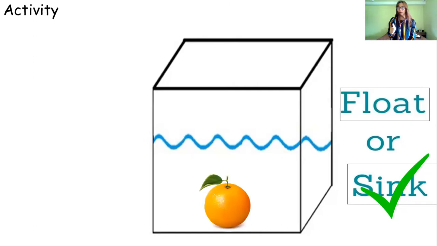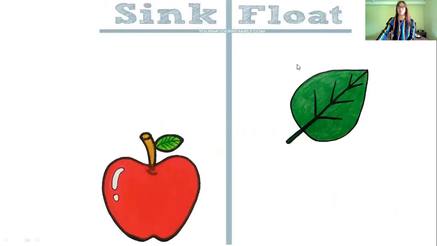Very good. So in this experiment, students, we will find out why there are things that float in the water and why there are things that sink in the water. Okay, so practice one again. This is how sink looks like. Sink is going down, while float. Okay, what is floating? What do you see? A leaf. And how about this one? An apple. So this is how sink and float look like.